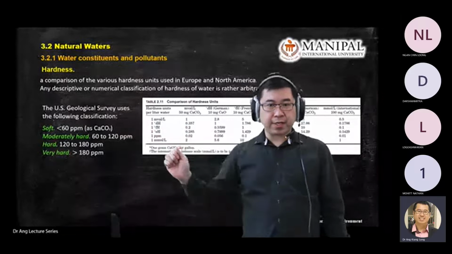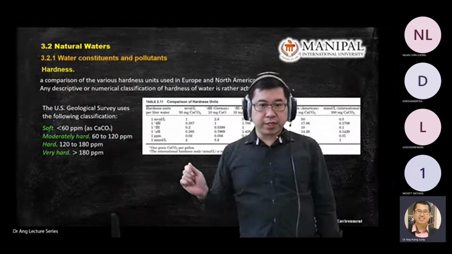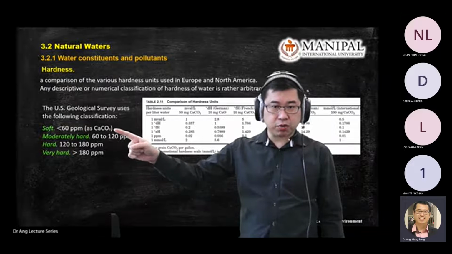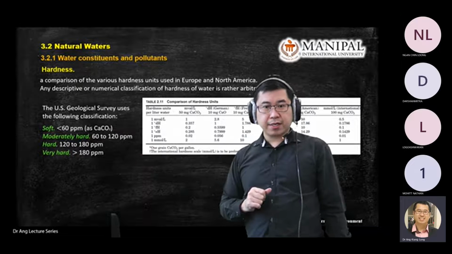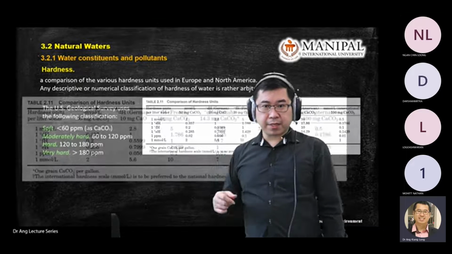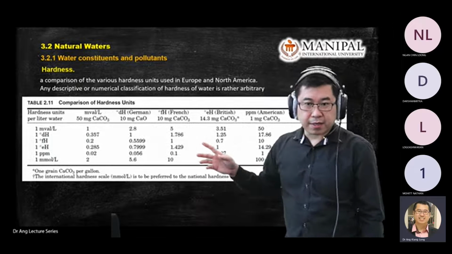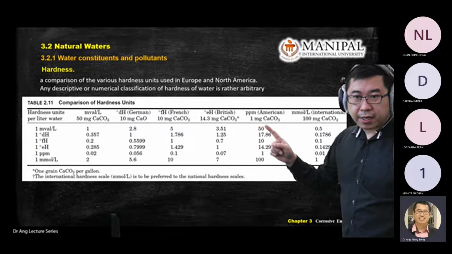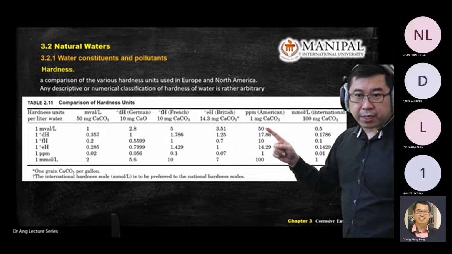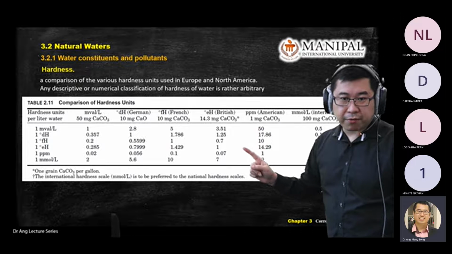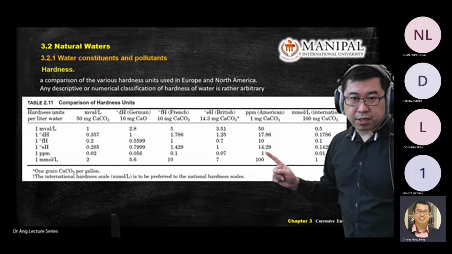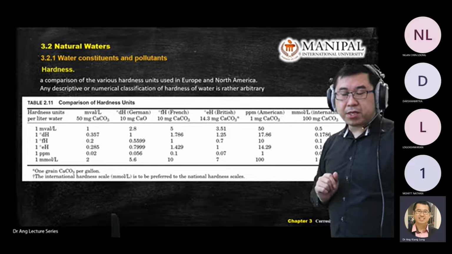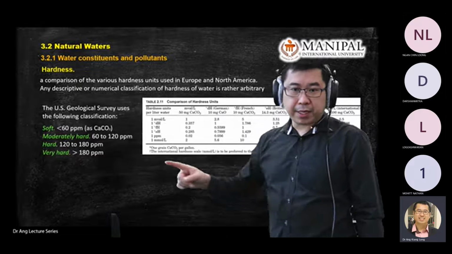So for the US, when they define soft water, it means that when they measure calcium carbonate, CaCO3, it is less than 60 ppm. Less than 60 ppm, what does it mean? Let's go back to the table. Calcium carbonate, 1 milligram of calcium carbonate, you have 50 MAV, and this is 1 ppm. 1 ppm means 1 part per million.